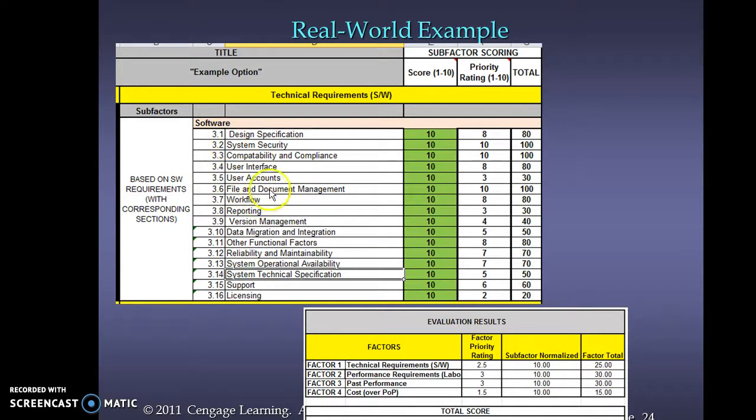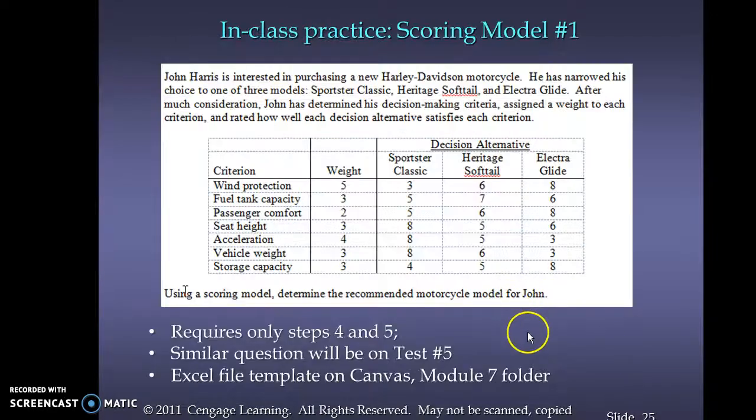We called them sub-factors. We had to identify what score they would be given. These green cells were made so that they could be edited on a 1 to 10 scale. We gave them priority ratings on a 1 to 10 scale. They had a total, and then we actually had 4 factors, each with multiple sub-factors. We gave them an overall weighting. We normalized that to a 100-point scale.